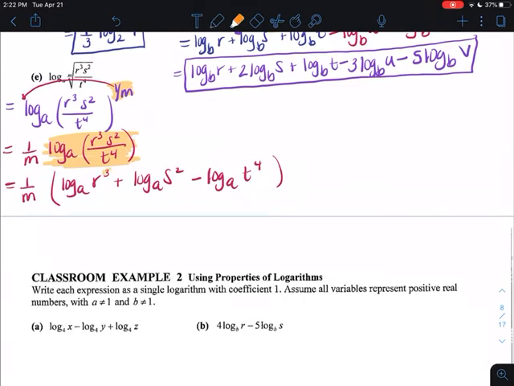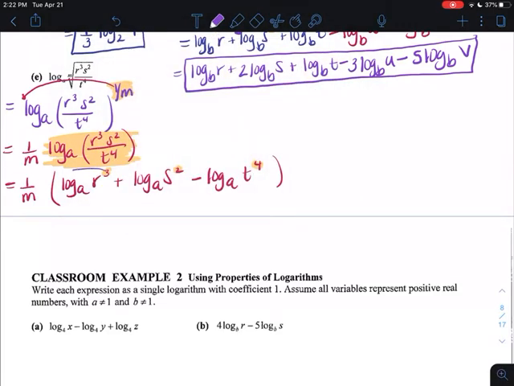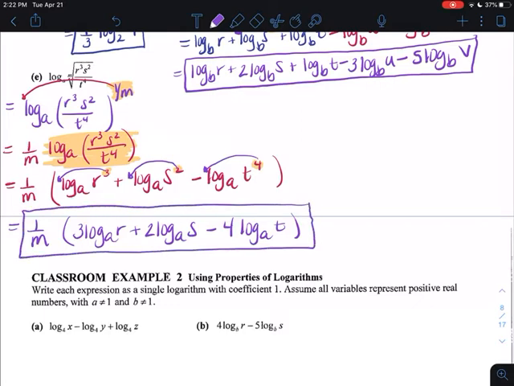The last step is to get rid of all the exponents by bringing them in the front and making them coefficients. So this 3 comes in front of this word log, 2 comes in front of this log, and 4 comes here. So my final step would be 1 over m, 3 log base a of r, plus 2 log base a of s, minus 4 log base a of t. And there you have it. I have the expanded form of that logarithm.